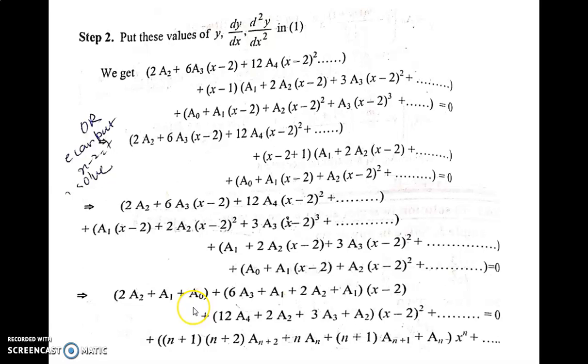Now you will take the constant terms together. From the first bracket the constant term is 2a2. From the next bracket the constant term is not there. From this bracket a1. From this bracket a0. This is the constant term part. After that you will take the coefficient of x minus 2. Here 6a3 is the coefficient of x minus 2. From here a1, from here 2a2 and here it is a1. So this is the coefficient of x minus 2. Again, for the coefficient of (x minus 2) square, you take the coefficients from each bracket and you will get this term. And this is the generalization of these terms. You can do it or you can skip that part, because you have to just find the 4, 5 values.